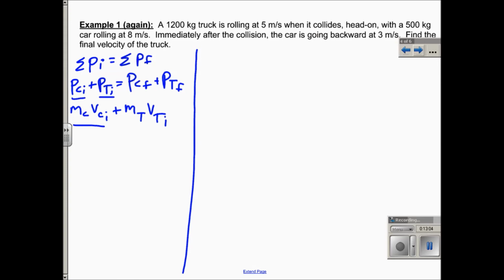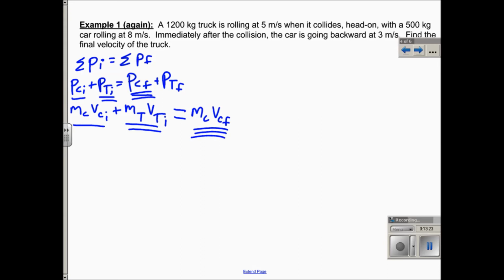That's this and this equals the mass of the car times the velocity of the car final plus the mass of the truck times the velocity of the truck final.